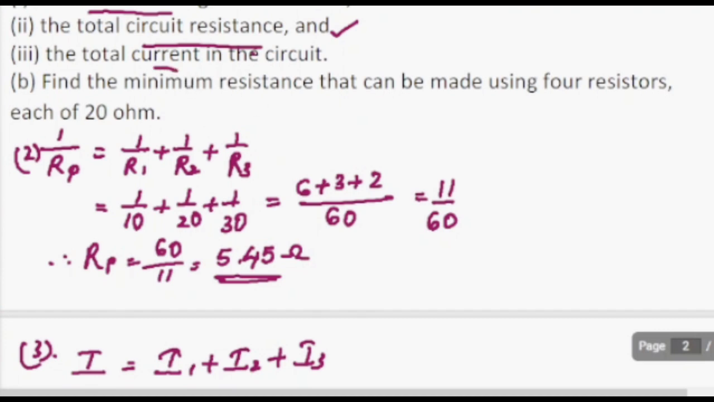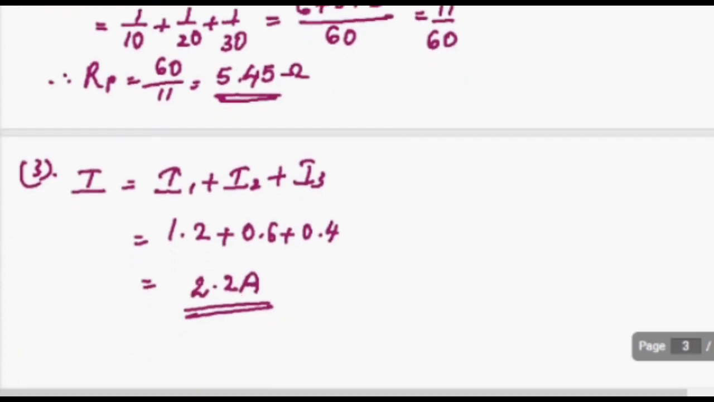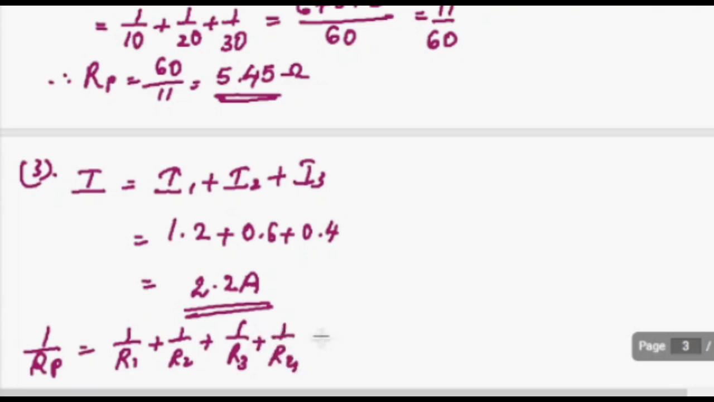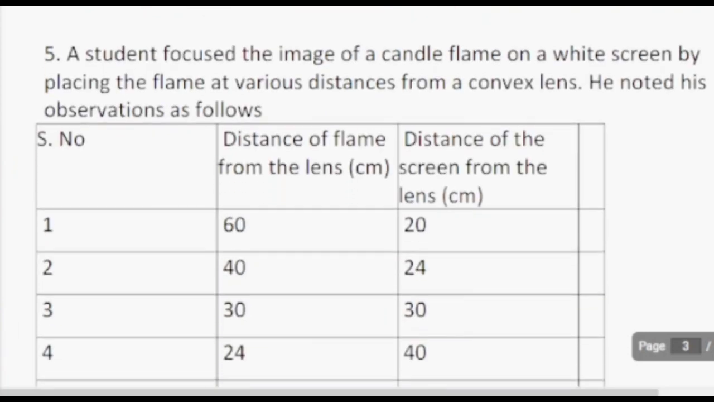Now find the minimum resistance that can be made using 4 resistors each of 20 ohm. So here the word is minimum. We know that if you connect in series, you will get maximum, whereas if you connect in parallel, you will get minimum. So if you are connecting 4 resistors, 1 by RP will be 1 by R1 plus 1 by R2 plus 1 by R3 plus 1 by R4. But here all are 20 ohm, so you know that it is 4 by R. So what is RP? R by 4. What is R here? 20. 20 by 4. So what is the answer? 5 ohm.